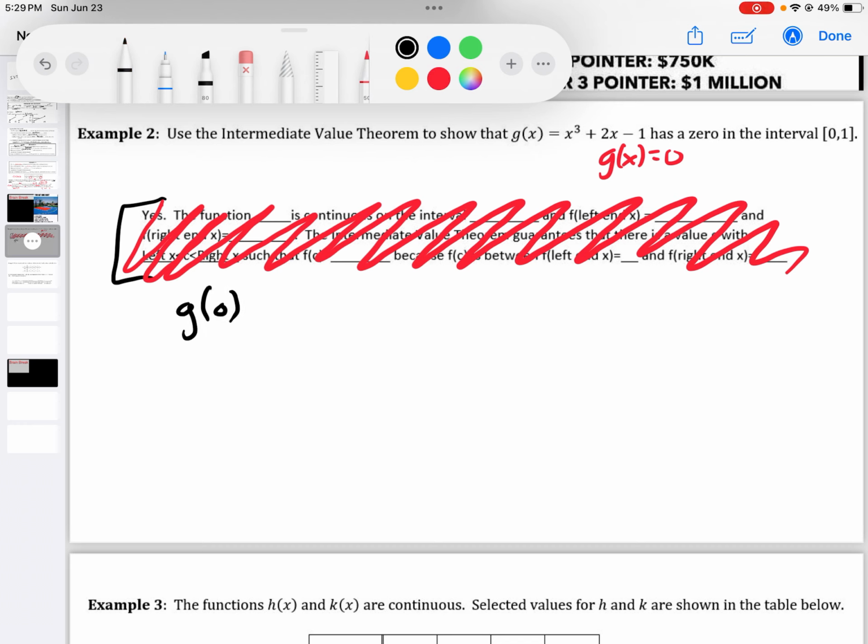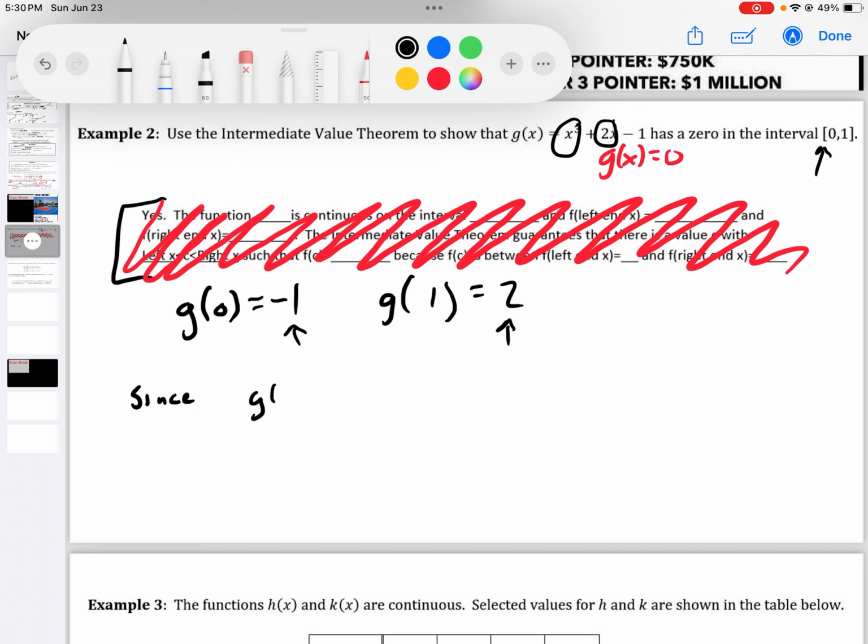Because it says use the intermediate value theorem to show that this function has a 0 on the interval. All right, so I might just start out by writing g of 0, I'm plugging in the left endpoint, is equal to 0 plus 0 minus 1, which is negative 1. And g of 1 is equal to 1 plus 2 minus 1, which is 2. All right, so does the function have to have a 0 in the interval? Yes, because 0 is in between those y values.